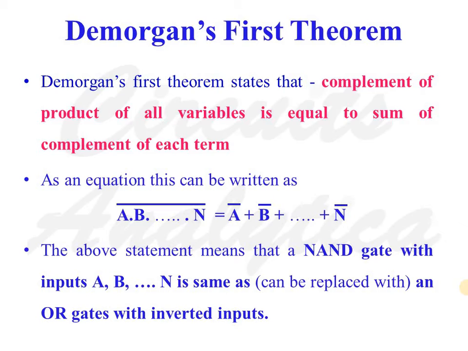(A and B and C, etc. and n), the whole bar, is equal to A bar or B bar or C bar, etc. or n bar. The above statement means that a NAND gate with inputs A, B, C, etc. n is the same as, or can be replaced with, an OR gate with inverted inputs.